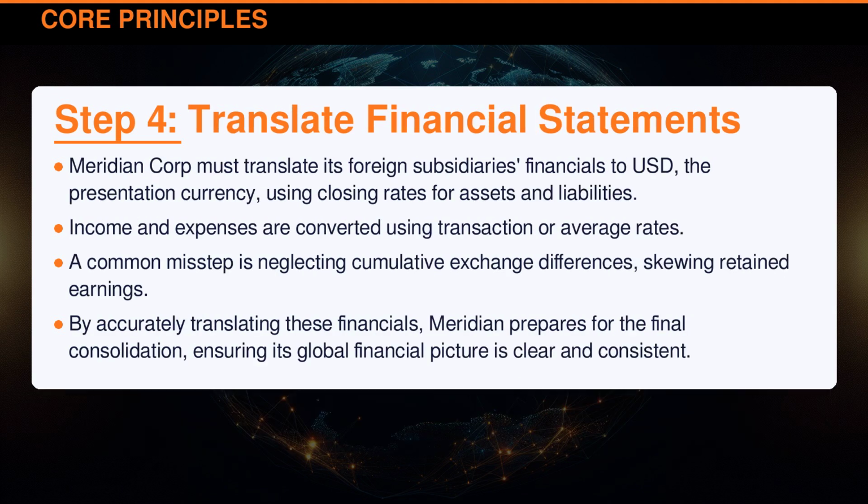Meridian Corporation must translate its foreign subsidiaries' financials to USD, the presentation currency, using closing rates for assets and liabilities. Income and expenses are converted using transaction or average rates. A common misstep is neglecting cumulative exchange differences, skewing retained earnings. By accurately translating these financials, Meridian prepares for the final consolidation, ensuring its global financial picture is clear and consistent.